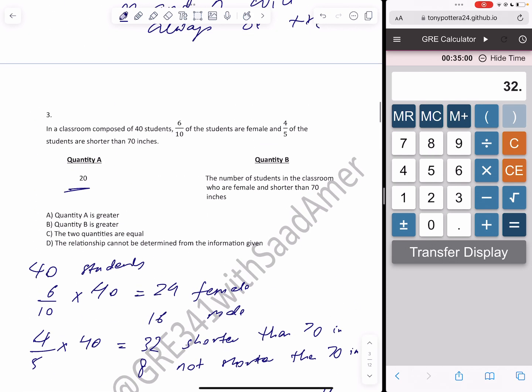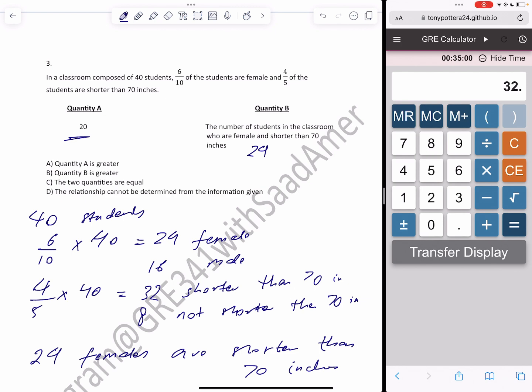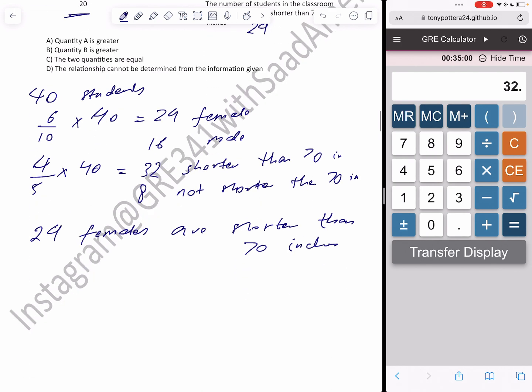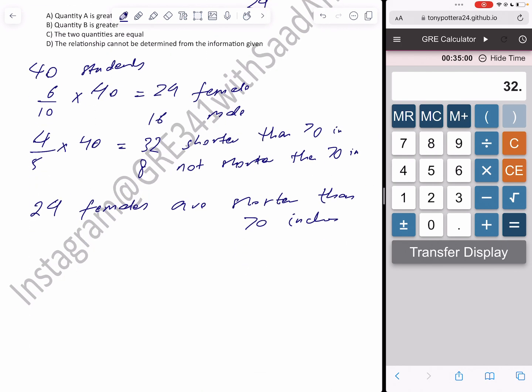And in this case, quantity B would be 24, which is greater than 20. However, it's not necessary that all of them would be shorter. Let's say 8 are not shorter than 70 inches. 8 students are not shorter. Let's say all 8 of these are female.